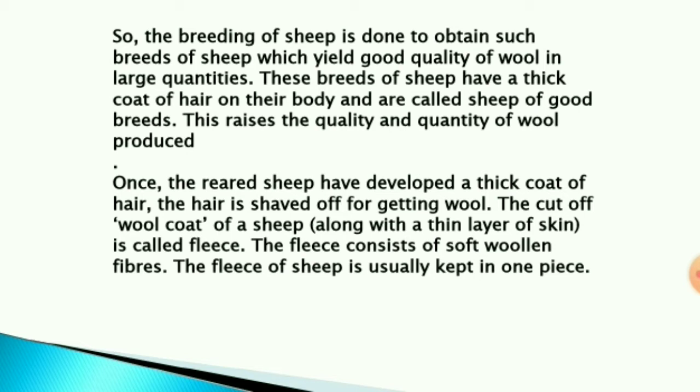The cut wool coat of a sheep along with a thin layer of skin is called fleece. The fleece consists of soft woolen fibers. The fleece of sheep is usually kept in one place.